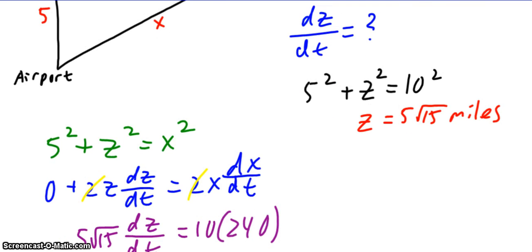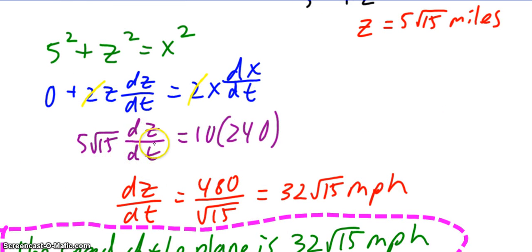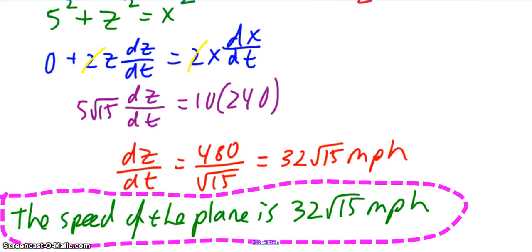So now I set up the equation 5 squared plus z squared equals x squared. Take the derivative, of a constant is 0. So I get 2z dz dt equals 2x dx dt. The 2's go away. z is 5 root 15, dz dt is what we're solving for. x is 10 and dx dt is 240. So now solve for dz dt and I get 480 over the square root of 15. When I rationalize, this becomes 32 root 15 miles per hour. So the speed of the plane is 32 root 15 miles per hour.